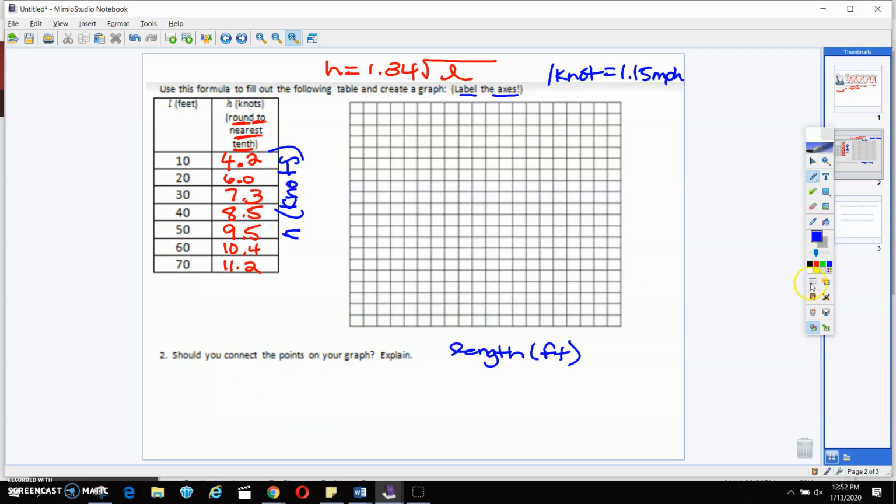Okay, so now what you're going to do is you're going to number your axes. What were they going up by over here on the x values? Tens. Okay, so I'm going to do that same process over here, except I'm going to skip a line in between just because it makes it easier to see. I'm going to go up by tens because on my table it's going up by tens, right?